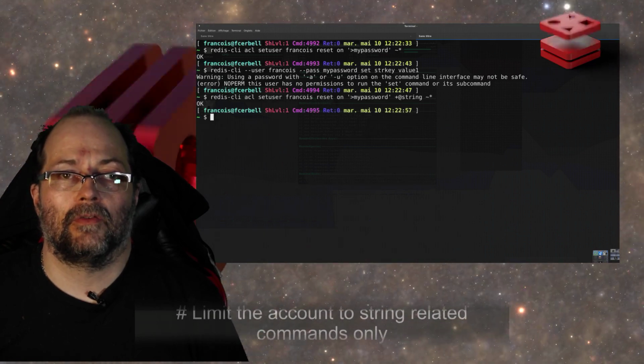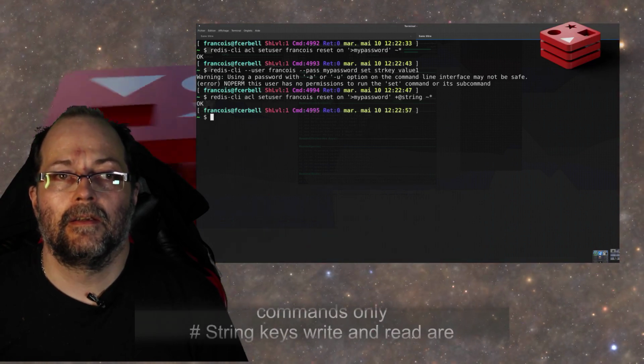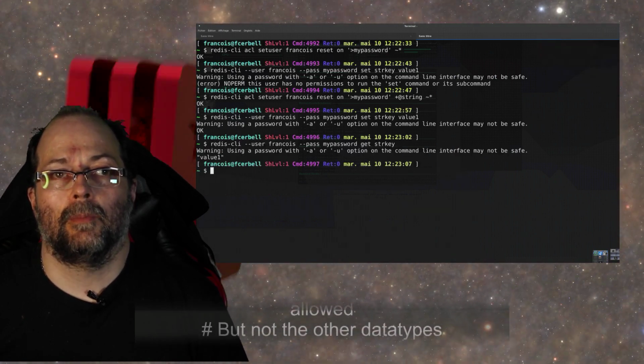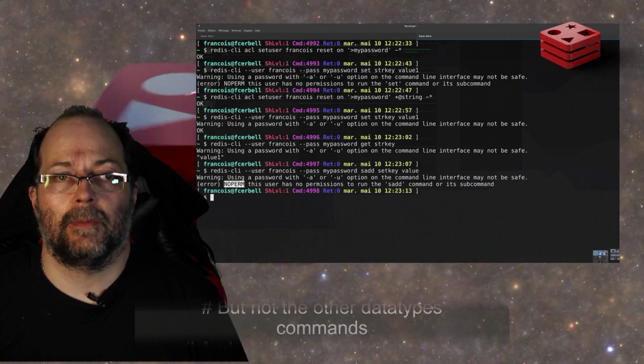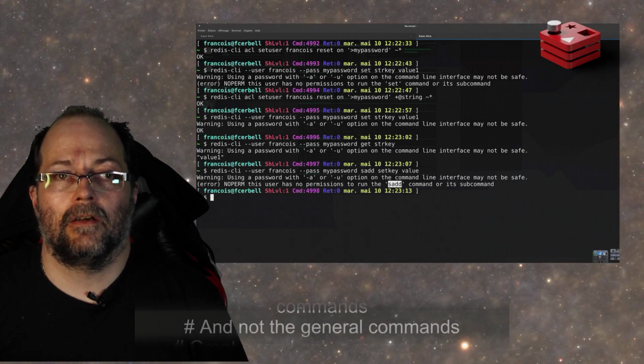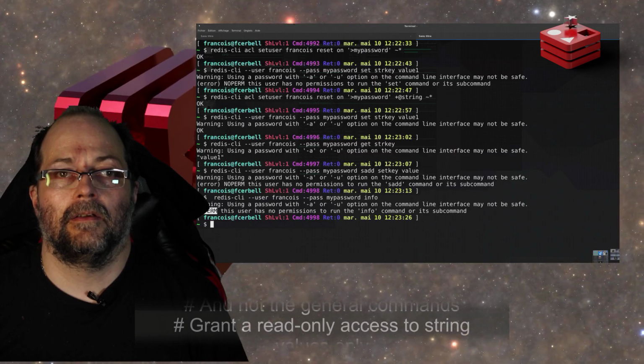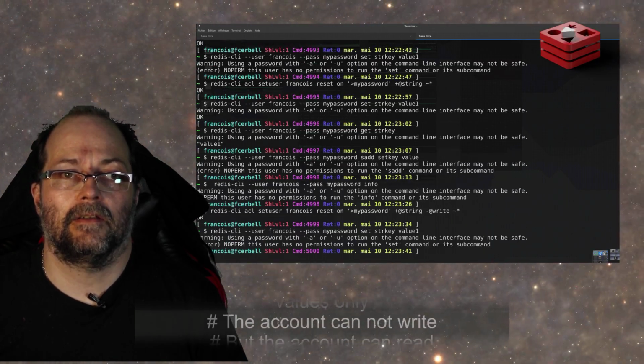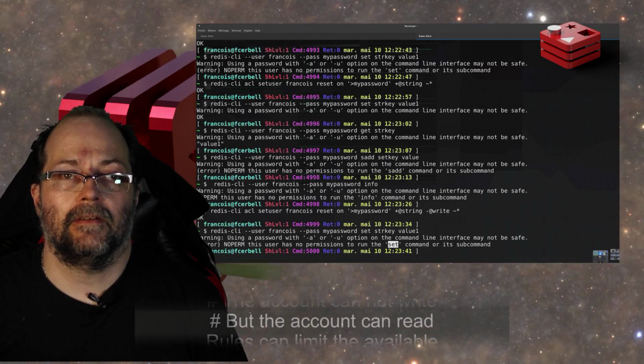Limit the account to string related commands only. String keys write and read are allowed, but not the other data type commands, and not the general commands. Grant a read-only access to string values only. The account cannot write, but the account can read.